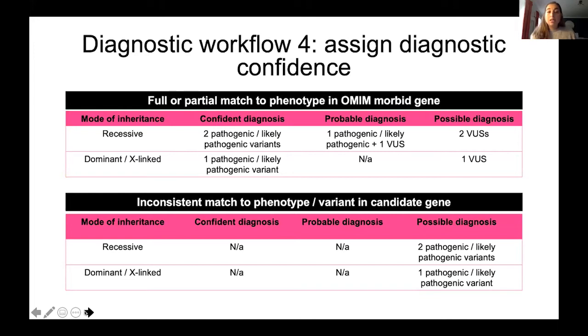So for recessive genes, we needed 2 pathogenic or likely pathogenic variants in a gene known to be OMIM morbid to call it a confident diagnosis, 1 pathogenic or likely pathogenic plus a VUS to call it probable, or 2 VUSs to just call it possible. And for dominant and X-linked genes, we needed a pathogenic or likely pathogenic variant for a confident diagnosis and 1 VUS for possible. Where we thought there wasn't a very good match to phenotype or the variant wasn't in a candidate gene, we required 2 pathogenic or likely pathogenic variants in a recessive gene for a possible diagnosis and 1 in a dominant or an X-linked gene. So we didn't want to give any higher confidence than possible for that group.